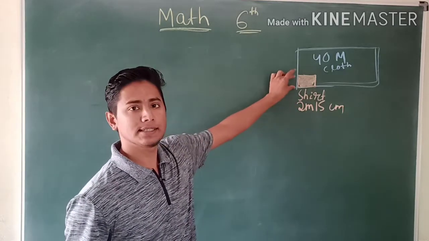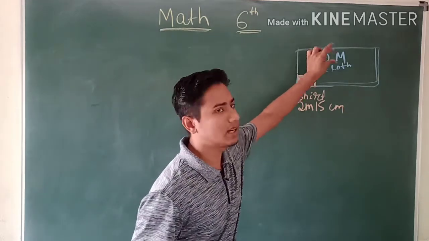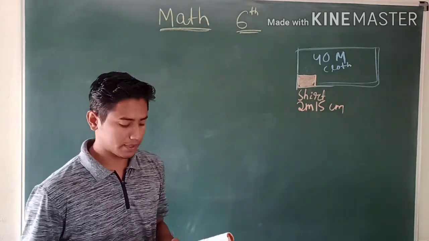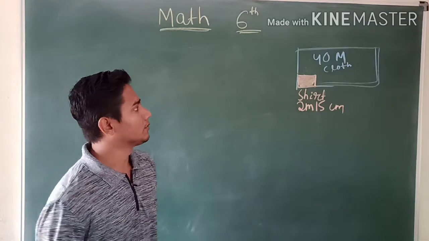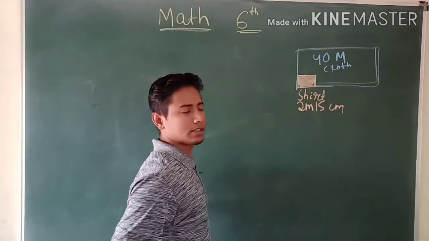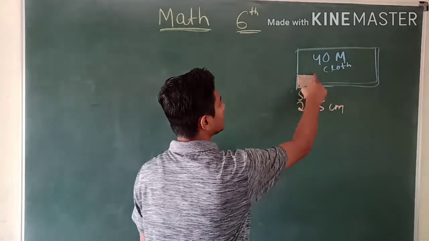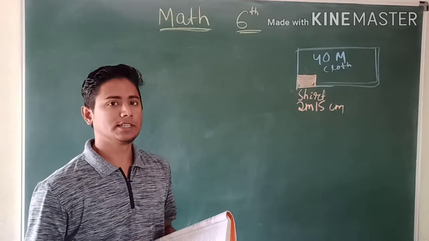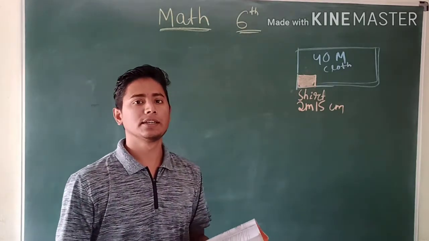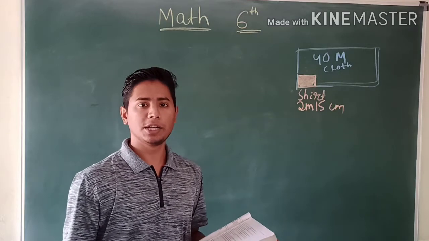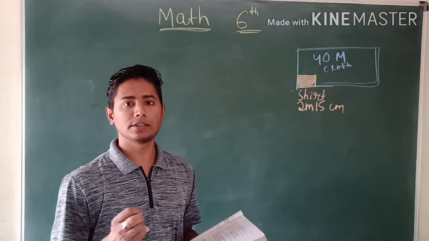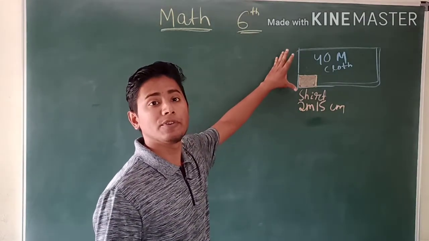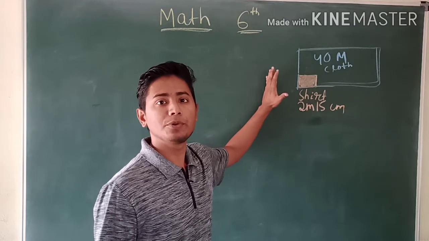If you stitch like this, shirt 1, 2, 3, 4, like this, how many can you stitch? And after that, how much is left? We have to find this. So think now. This is the total cloth. To stitch one shirt, you need this much cloth. So how many shirts can be stitched? What can you do here: multiplication, division, addition or subtraction? To find this, you have to divide here.